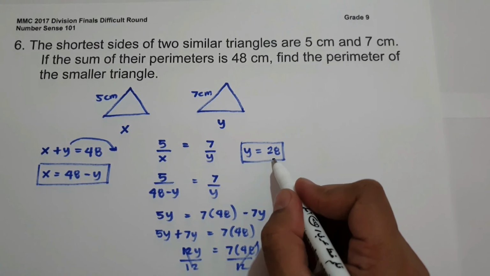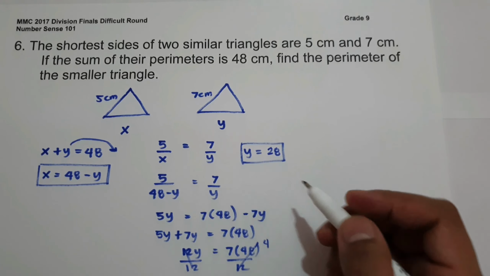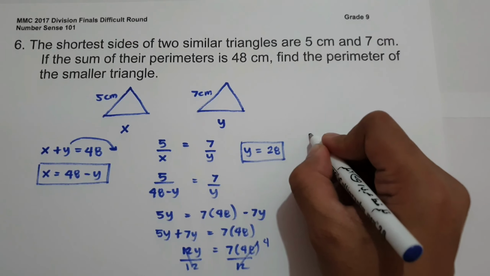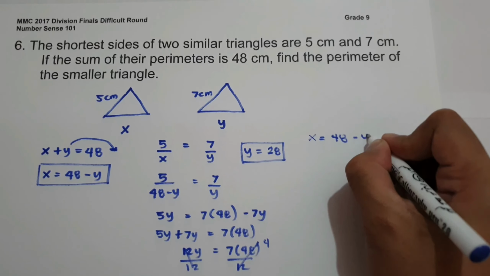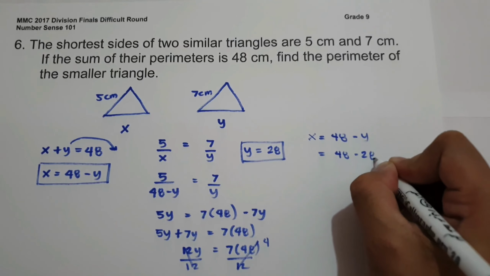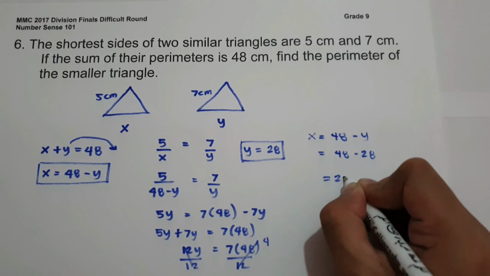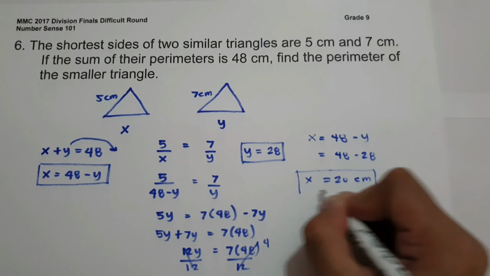So this is the perimeter of the larger triangle. Now, let us find the perimeter of the smaller triangle using this one. So x equals 48 minus y. So 48 minus 28, that is 20 centimeters. So this will be the perimeter of the smaller triangle.